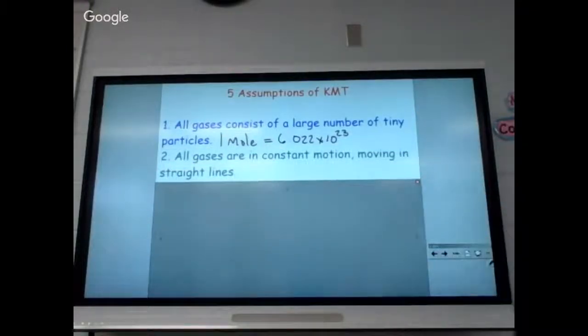All right. All gases are going to move in constant motion, and they're going to be in straight lines. That's not hard. All gases are in straight lines. They're not going to walk up to some other gas or move across the container and go, "Ooh, excuse me, let me go around." All gases are in constant motion, and they move in straight lines.